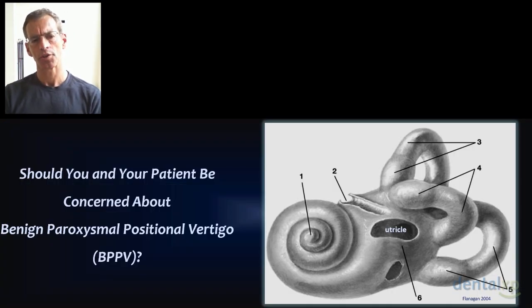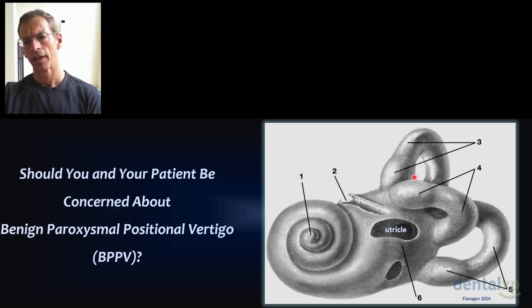Should you and your patient be concerned about benign paroxysmal positional vertigo? What you're looking at here is a drawing of the inner ear. Number 1 is the cochlea. Number 2 is the canal for the facial nerve. 3, 4, and 5 represent your semicircular canals. Number 5 is the posterior semicircular canal, the one we're most concerned with. The utricle is where the canaliths, or calcium carbonate crystals, are housed.